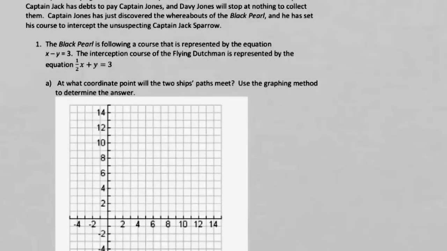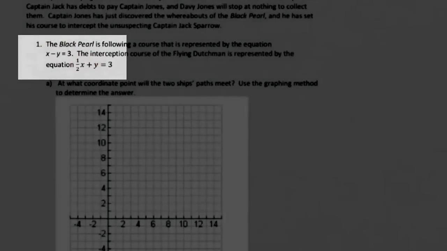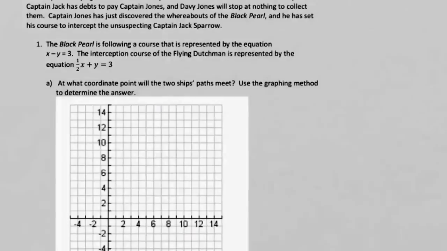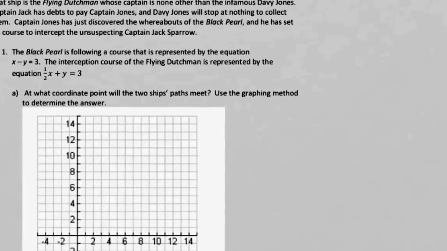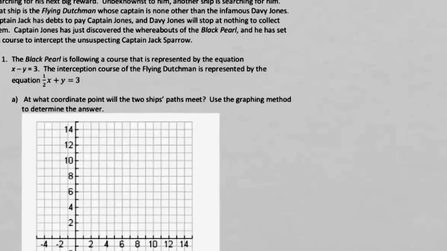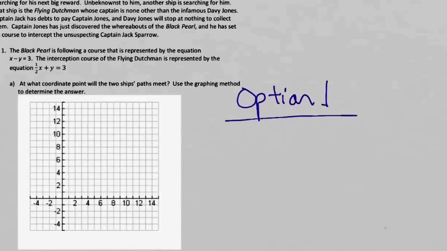For lab number 4, you're given two equations. Here's one equation, here's the other. Your job is to plot them on one set of axes, and then you'll see an intersection point. So we're going to graph the lines individually first, and then see where they cross. We have a couple of options. Option 1 is to find the intercepts for both of them.